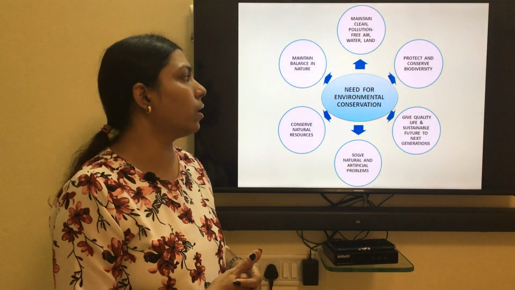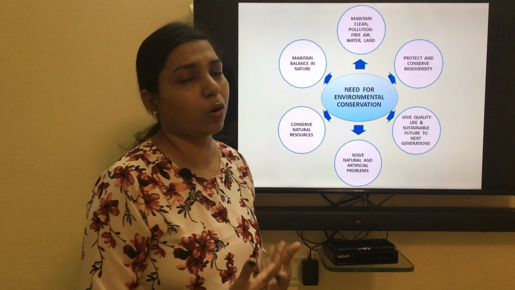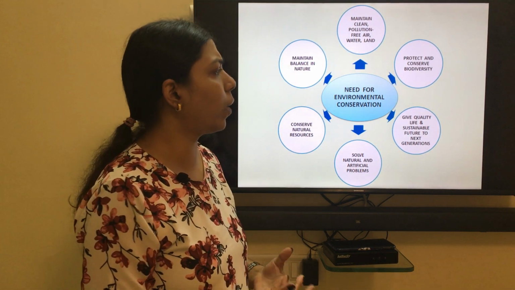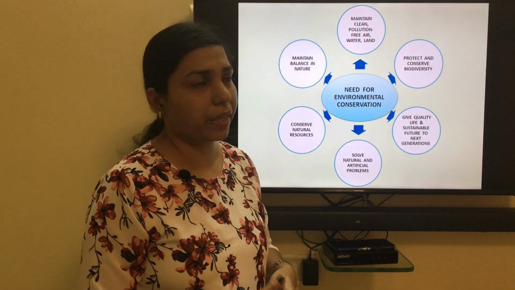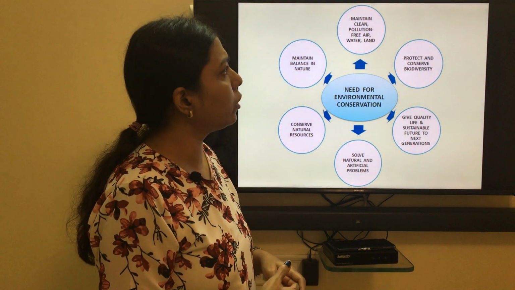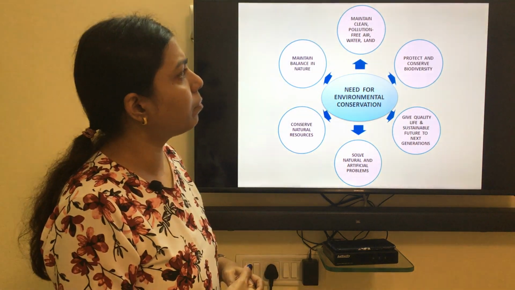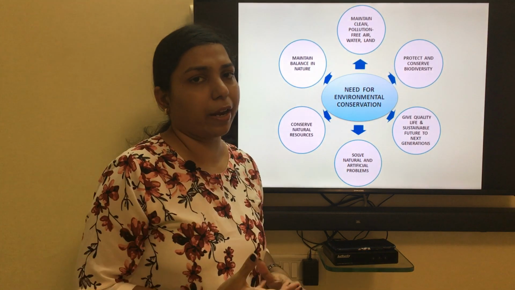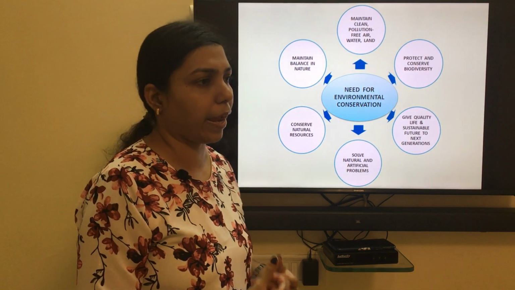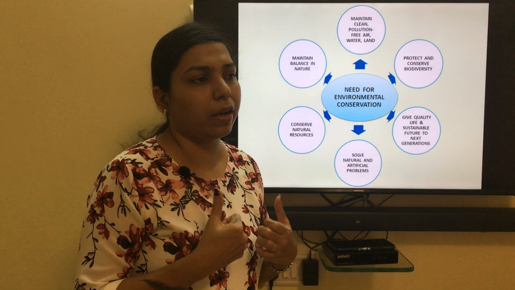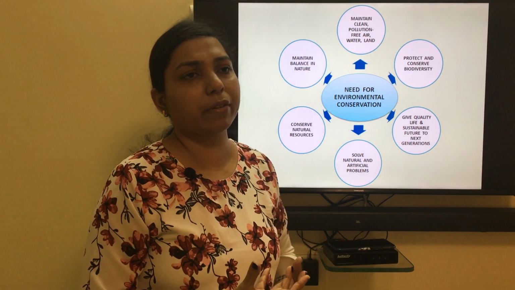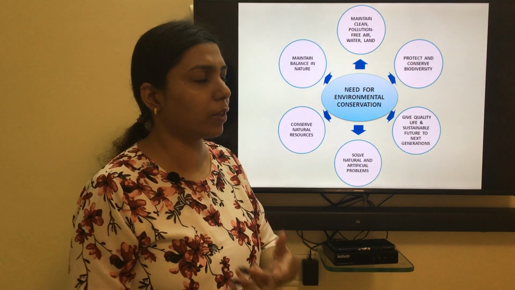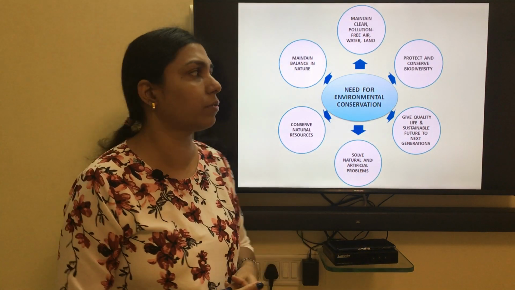Need for environmental conservation. Why exactly are we even having this chapter in our 10th standard? Why is it required that we need to take care of the environment? It is required to maintain a clean and pollution free land, air and water. We need to take care of the environment because we require air, we require water, we require land, okay? And if we don't take care of the environment, these three things can get easily polluted. So that's one of the reasons why we need environmental conservation.